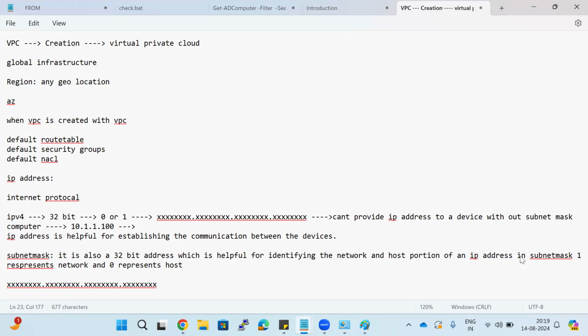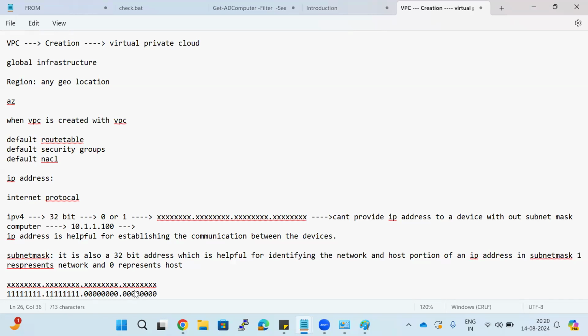Okay, so now how are we going to provide this configuration? Try to understand. For example, in the subnet mask, if the first octet is all ones, there are 8 ones in the first octet. In the second octet also, if you are having 8 ones, in the third octet if you are having 8 zeros, and in the fourth octet also you are having 8 zeros.